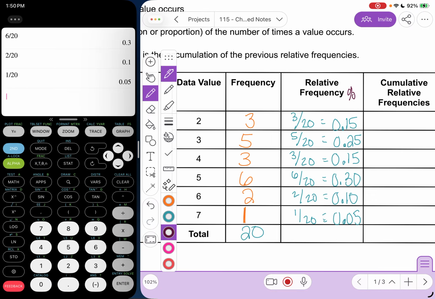Now, cumulative relative frequency is where you accumulate. So you start with the first one, which is 0.15. Then we add those up as we go down. So we would add the 2 and the 3 together. So 0.15 plus 0.25 is 0.40.